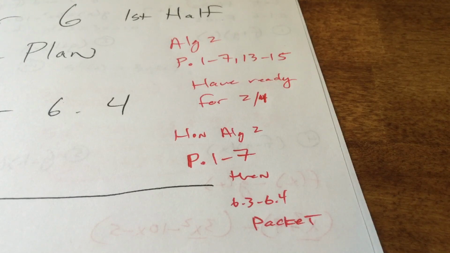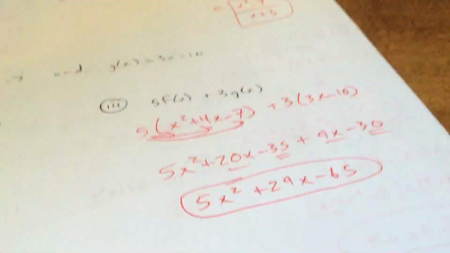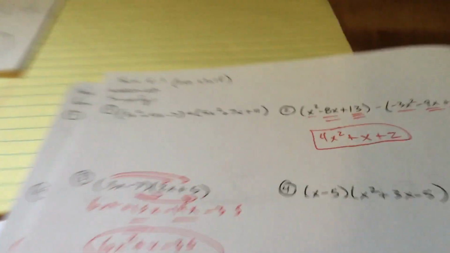So after page 7 here, Honors Algebra 2, go ahead and turn the video off because you guys have a separate 6.3, 6.4 game plan. All right, here we go. I'm just going to provide you a few answers on each page, kind of tell you what to do, then you should be good to go.